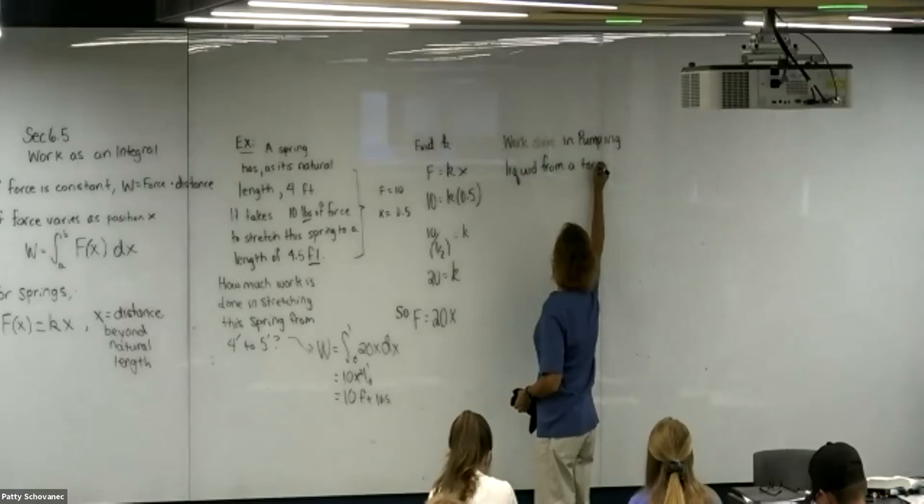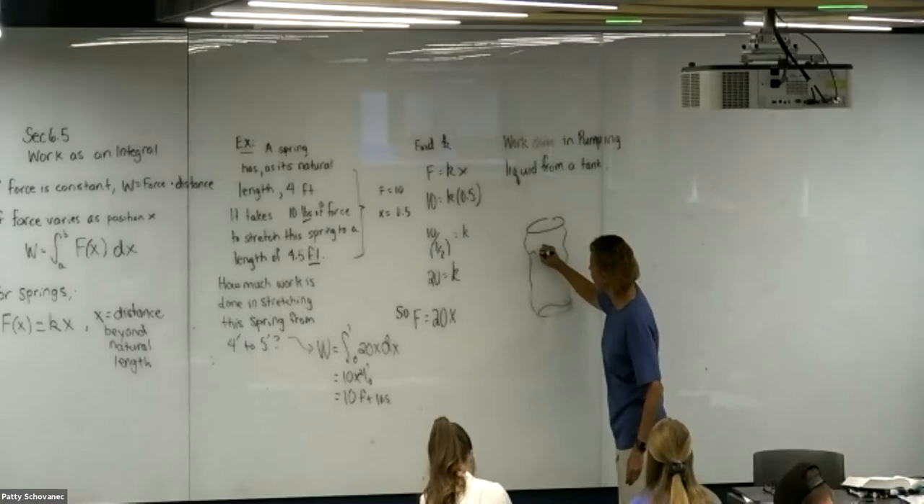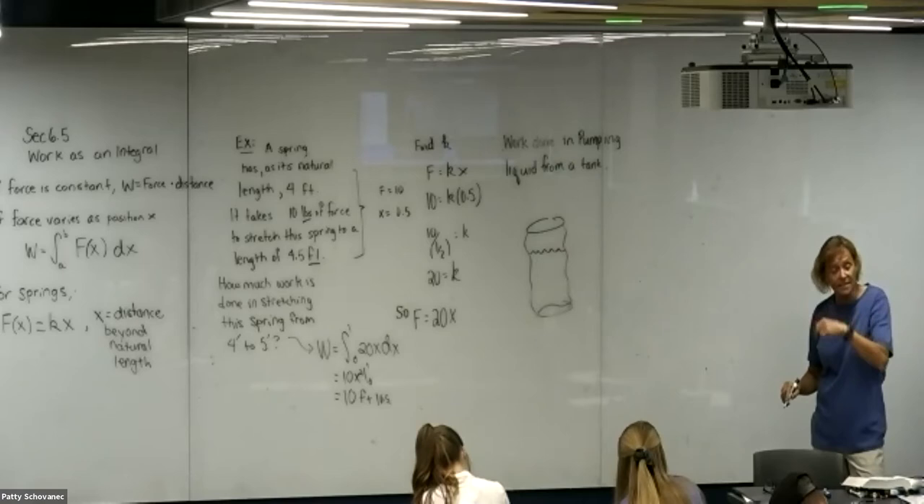Okay, so our tank is going to have a particular shape. I'm just going to make some sort of random shape. It'll have a certain depth of a liquid, and that liquid is going to have a certain weight density, or the weight density I'm going to assume has the gravitational constant.